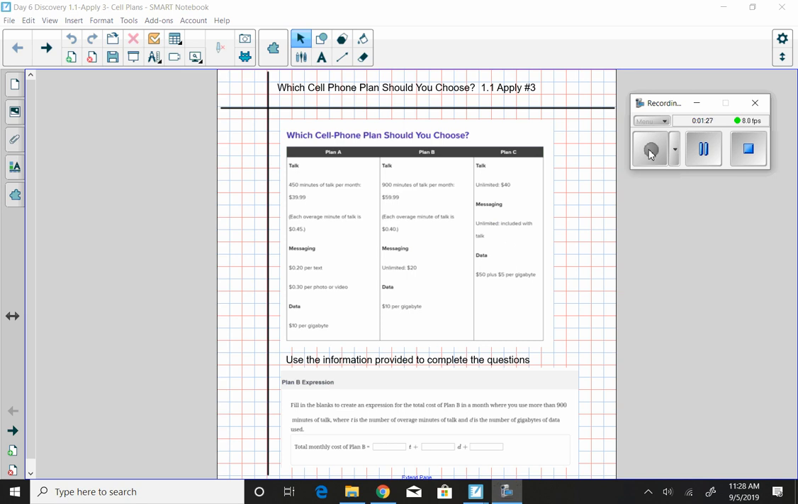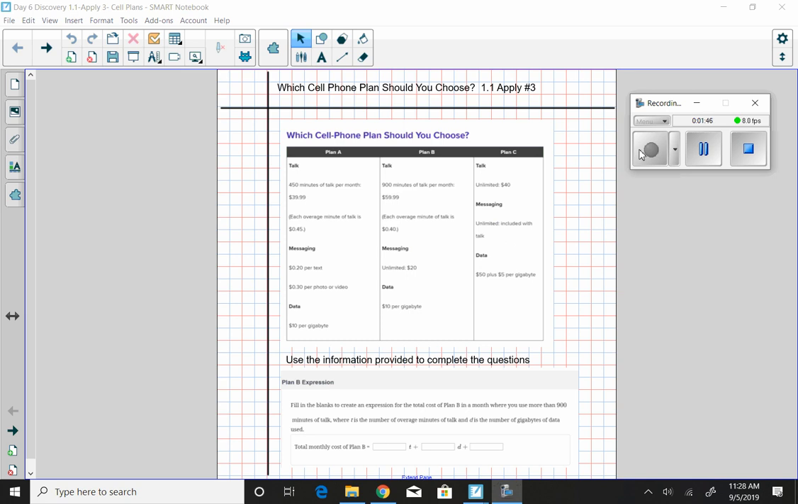Plan B, we have 900 minutes of talk per month for $59.99. And then every minute you go over that, you're going to get charged 40 cents. And then unlimited messages, right? Unlimited texting for $20. And then again, $10 for every gigabyte of data that you use.